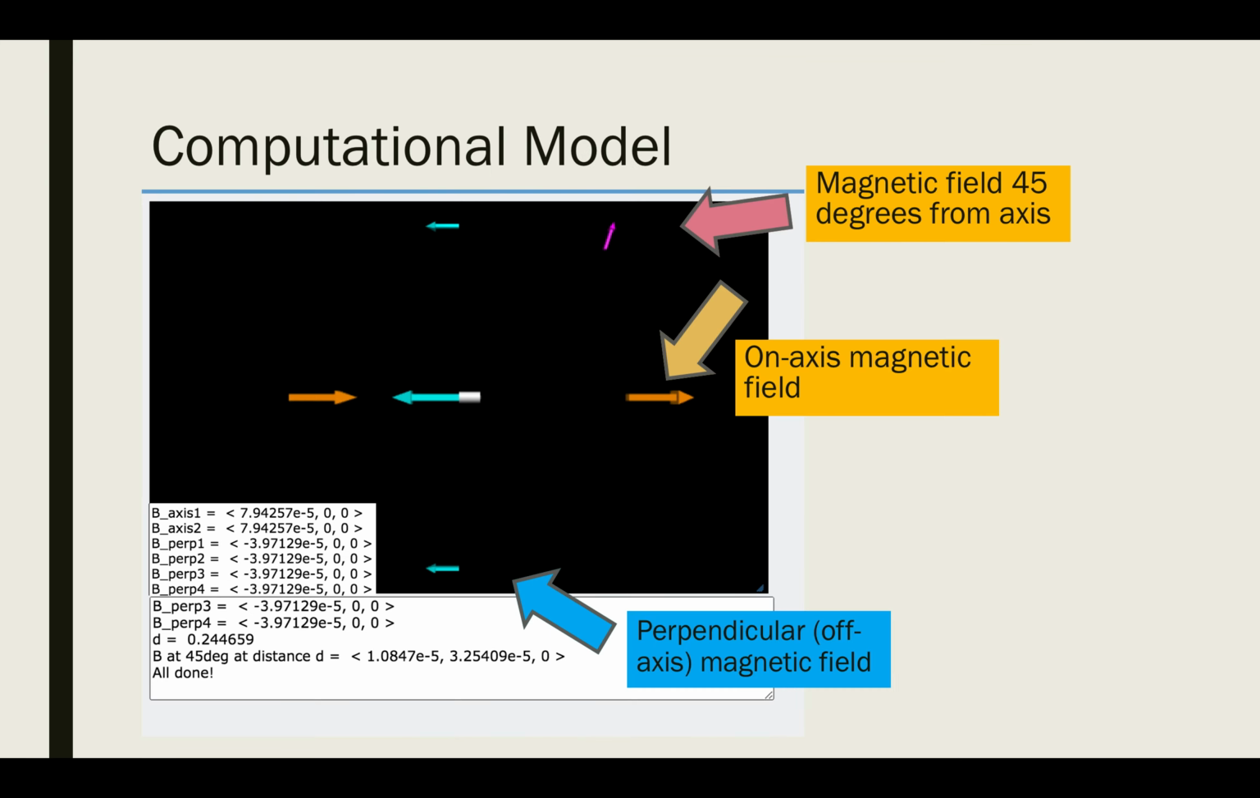Here's my Glowscript model. You can see that the white cylinder represents the bar magnet. The blue arrows represent the magnitude and direction of the perpendicular or off-axis magnetic field. The orange arrows represent the magnitude and direction of the on-axis magnetic field. And the pink arrow represents the magnitude and direction of the magnetic field at an observation location 45 degrees from the axis. You can also find the actual calculated values of all of those fields at each observation location in the bottom left.